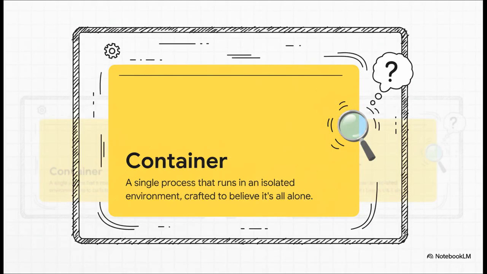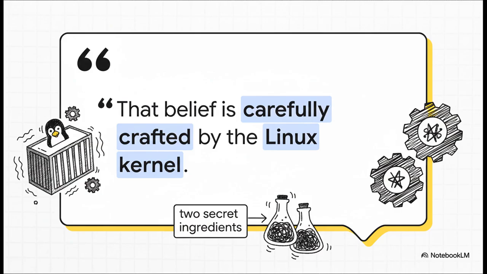At its very core, a container is just a single process. That's it. A single process that's running in an isolated environment. And here's the key. That environment is specifically designed to trick the process into believing it's all alone on the machine. It's a complete illusion. And where does that amazing illusion come from? Well, that belief, that feeling of being all alone, is carefully crafted by, you guessed it, the Linux kernel.